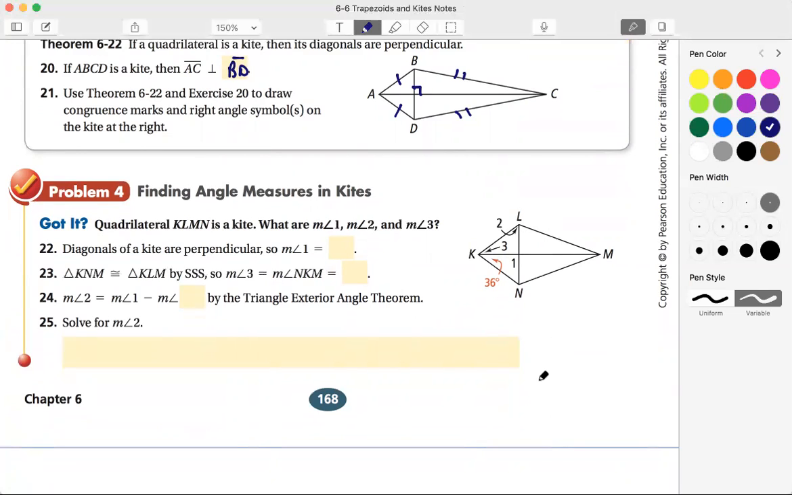Quadrilateral KLMN is a kite. What are the measures of angles 1, 2, and 3? So diagonals of a kite are perpendicular, so the measure of angle 1 equals 90 degrees. We know triangle KNM is congruent to triangle KLM by SSS. So the measure of angle 3 equals the measure of NKM, which equals 36. So angle 2 equals angle 1 minus angle 3 by the triangle exterior angle theorem. So we're going to solve for angle 2. So the measure of angle 2 then has to equal 90 minus 36, which equals 54.